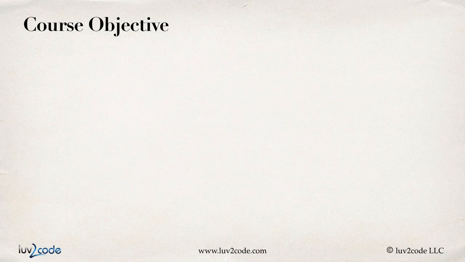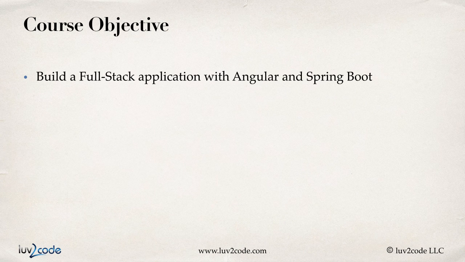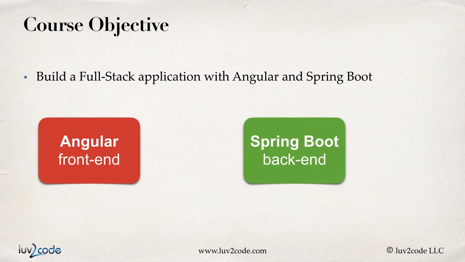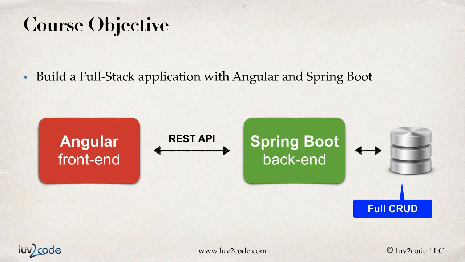Alrighty, so let's go ahead and look at our course objective. Our main objective here is to build a full stack application with Angular and Spring Boot. So we'll have Angular on the front end, we'll have Spring Boot on the back end, and they'll communicate with each other using a REST API. And then in the background, we'll have a database and we'll have full CRUD support for the database.